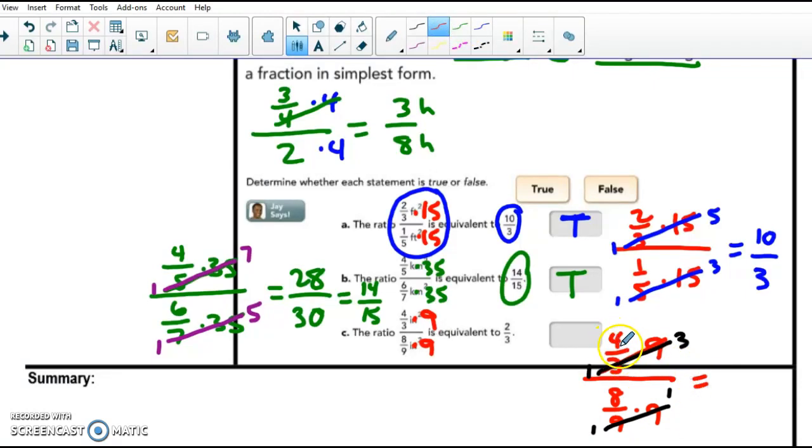In my numerator, I have 4 times 3, which is 12. In my denominator, I have 8 times 1, which is 8. But we all know 12/8 can further be reduced because they're both divisible by 4. And I end up with 3/2. So this one would not be equivalent to 2/3. They gave us the reciprocal. It would be equivalent to 3/2.